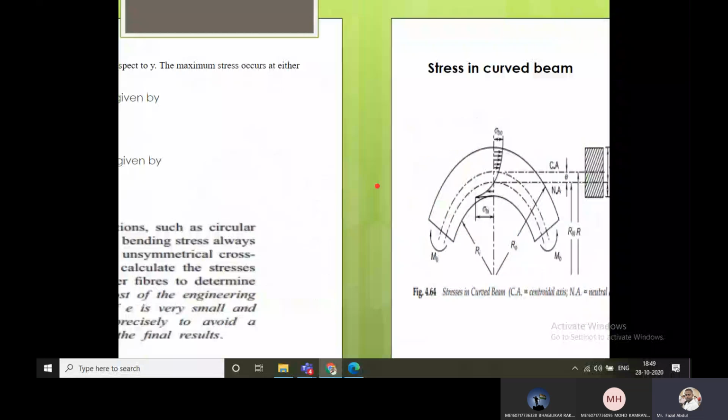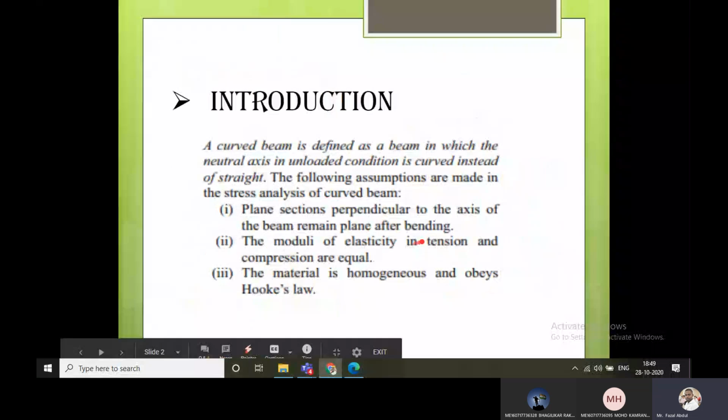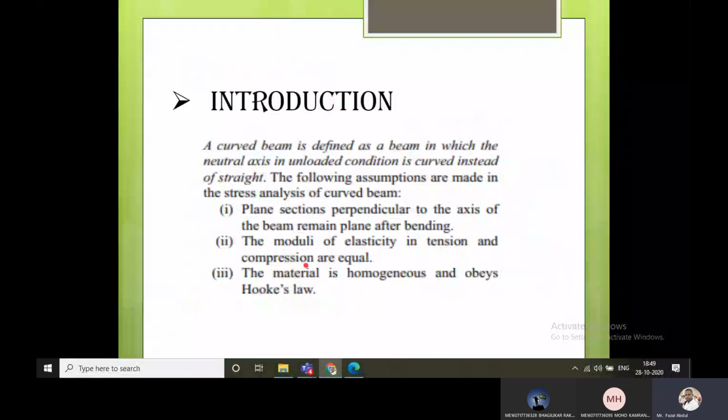The second assumption is that the modulus of elasticity in tension and compression are equal. Modulus of elasticity means Young's modulus, which is the ratio of stress to strain. So that is equal in tension and compression.